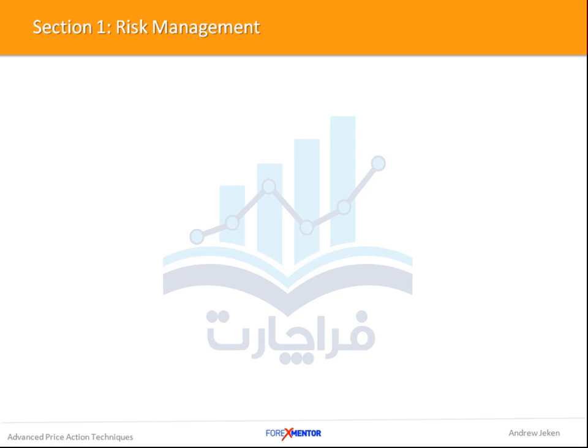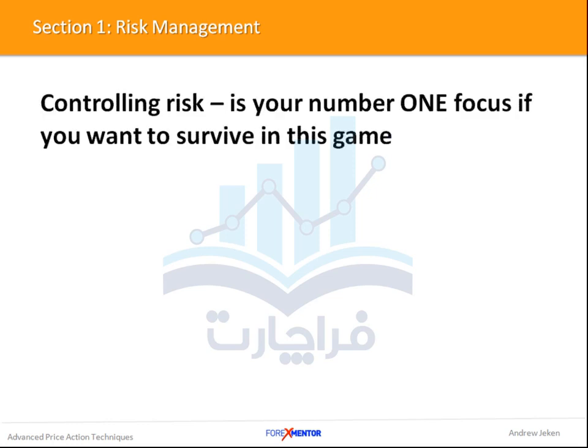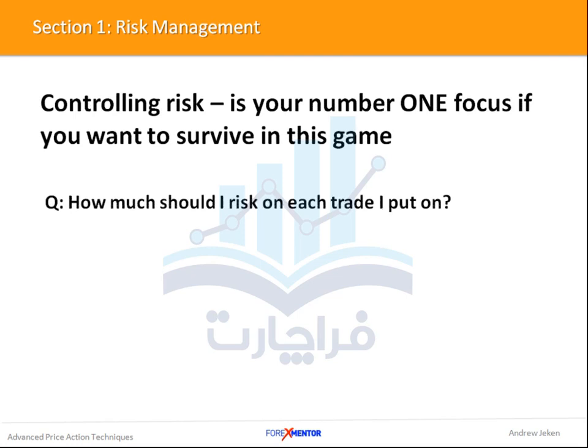So, you may go through a streak of 4 or 5 or 6, 7, 8, 9, 10 losers in a row. And if you're trading big risk, it can be pretty dangerous. So controlling your risk is your number one focus if you want to survive in this game. Okay, I cannot stress this enough. It's really, really important.